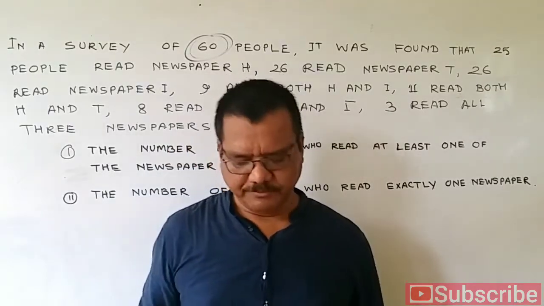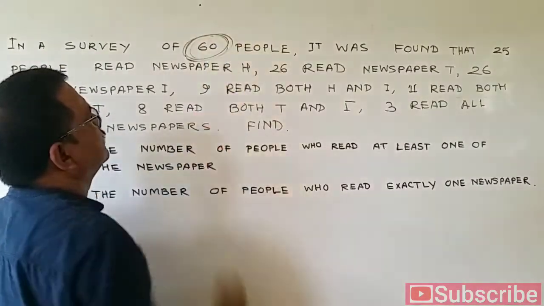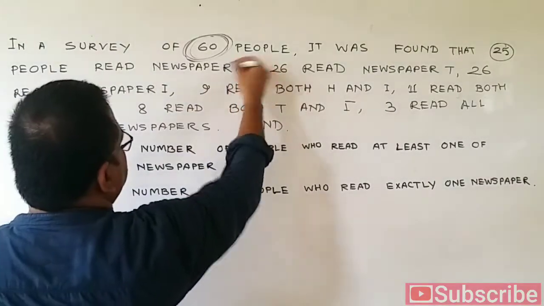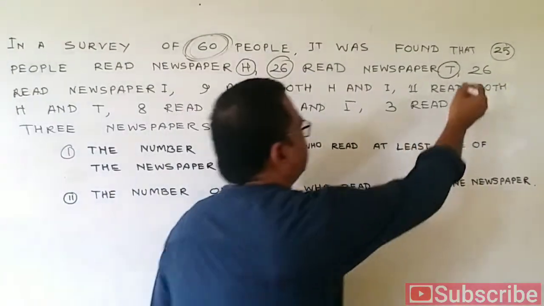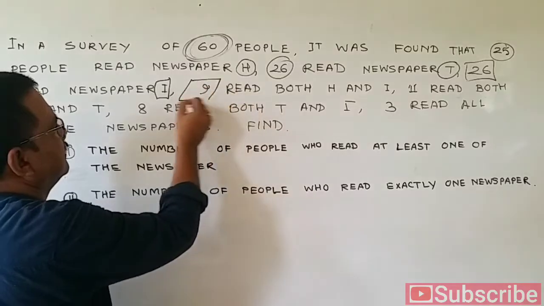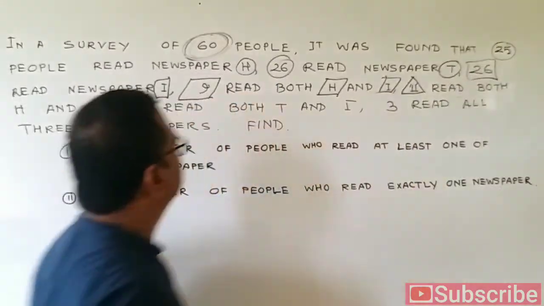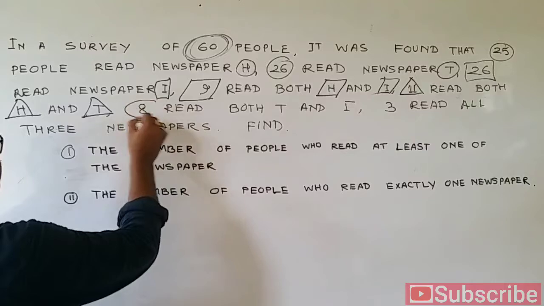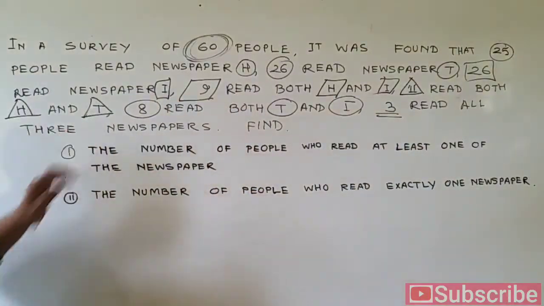Now let us work out question number 15. According to this, in a survey of 60 people, it was found that 25 people read newspaper H, 26 read newspaper T, and 26 read newspaper I, 9 read both H and I, 11 read both H and T, and 8 read both T and I, and 3 read all 3 newspapers.